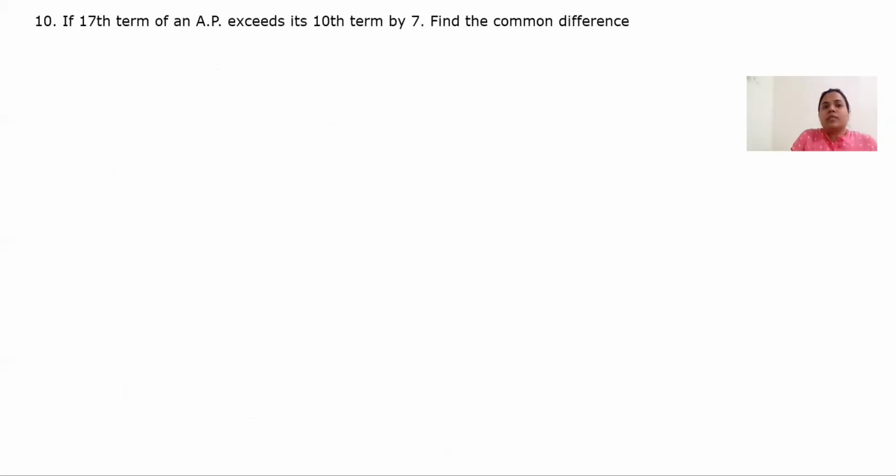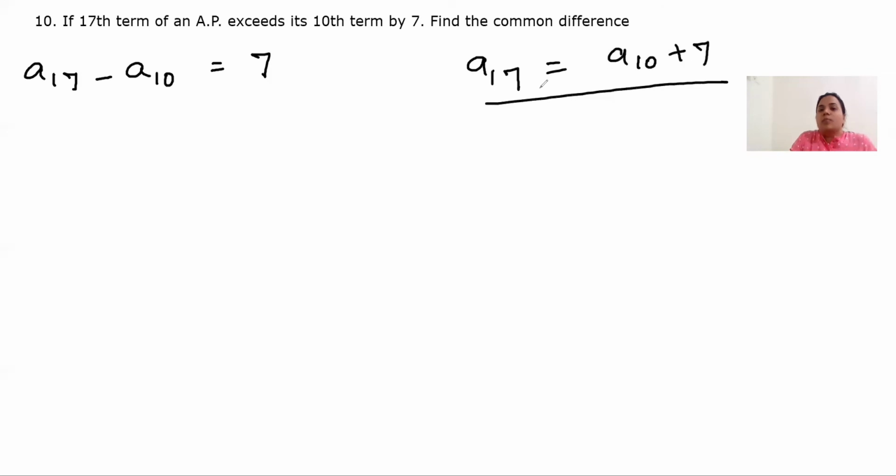10th question. If the 17th term of an AP exceeds its 10th term by 7, find the common difference. It means the 17th term exceeds its 10th term, means A17 minus A10 is equal to 7. Or you can write this in the other way, that the 17th term is equal to A10 plus 7, means the 17th term is 7 more than the 10th term. You can do it in any order. I'll take the first one.